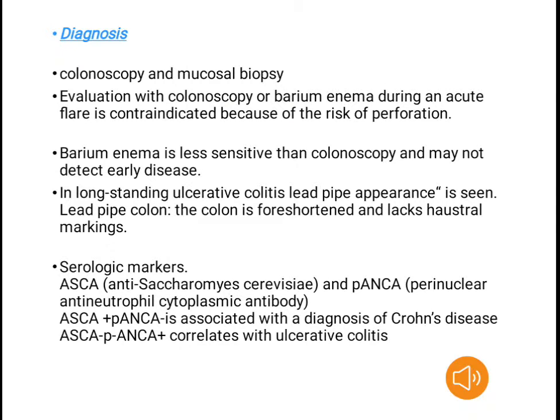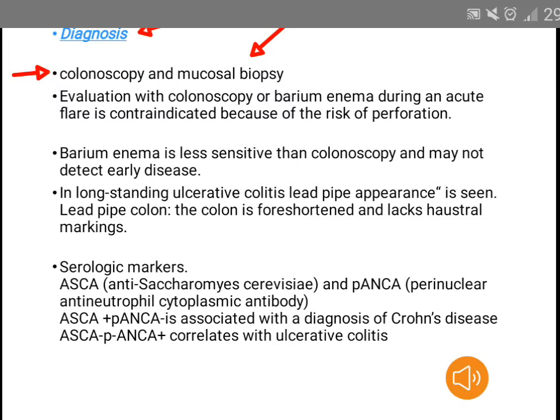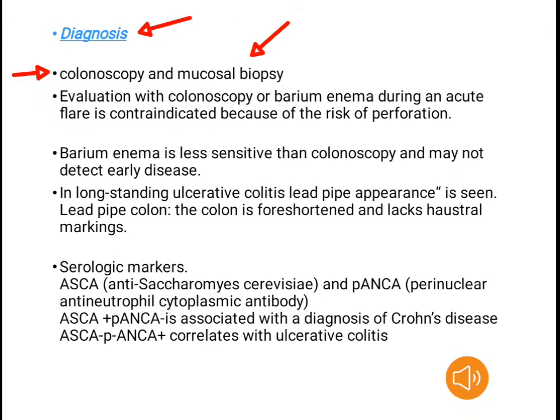Now we are going to make our diagnosis. We will do colonoscopy and mucosal biopsy. Evaluation with colonoscopy or barium enema during an acute flare is contraindicated because of the risk of perforation. Barium enema is less sensitive than colonoscopy and may not detect early disease.